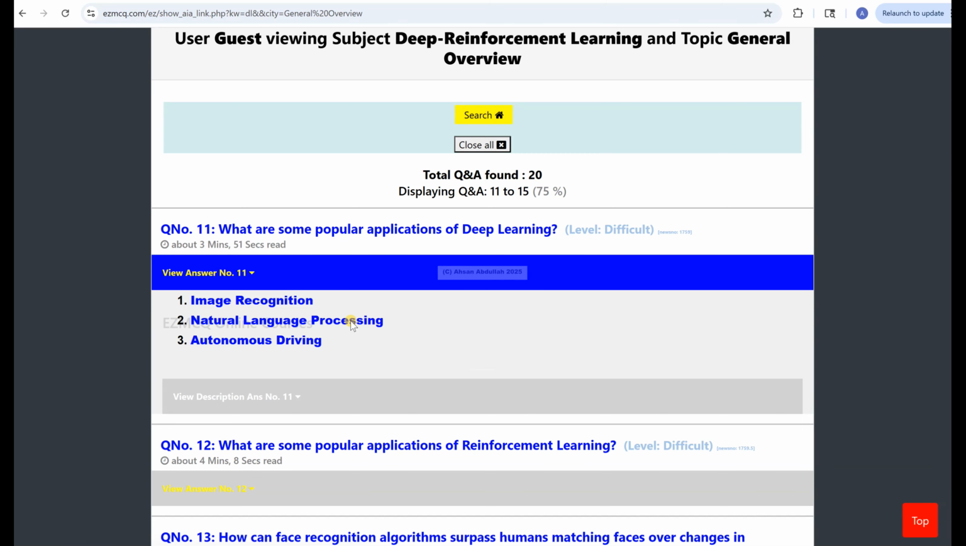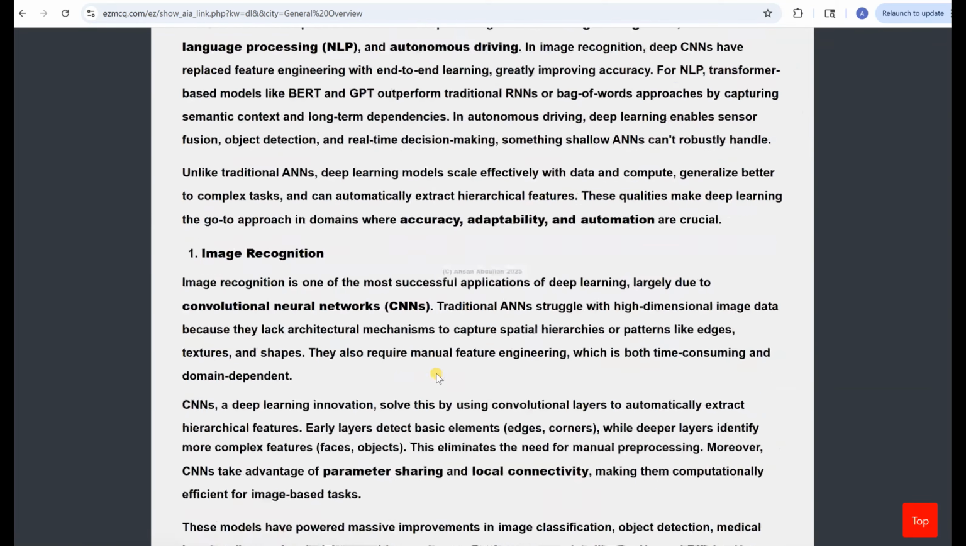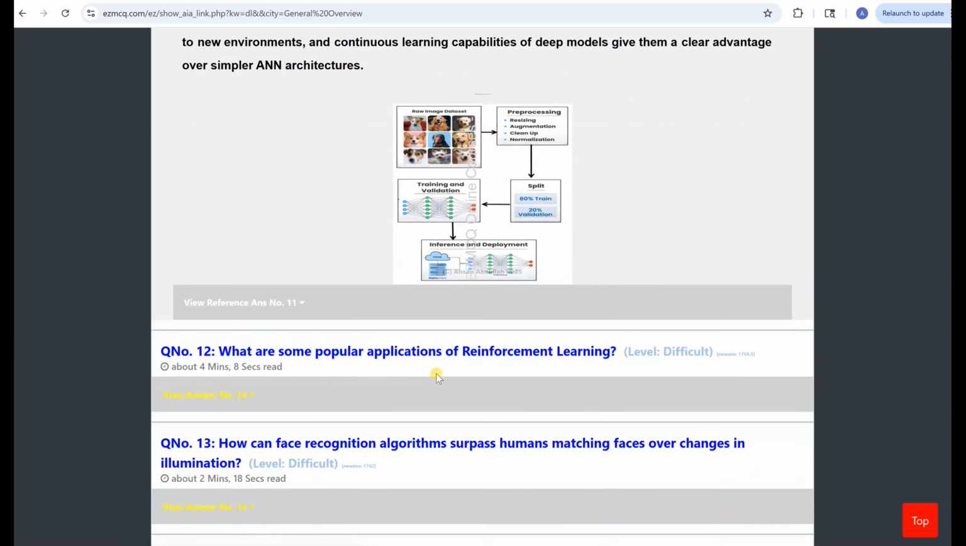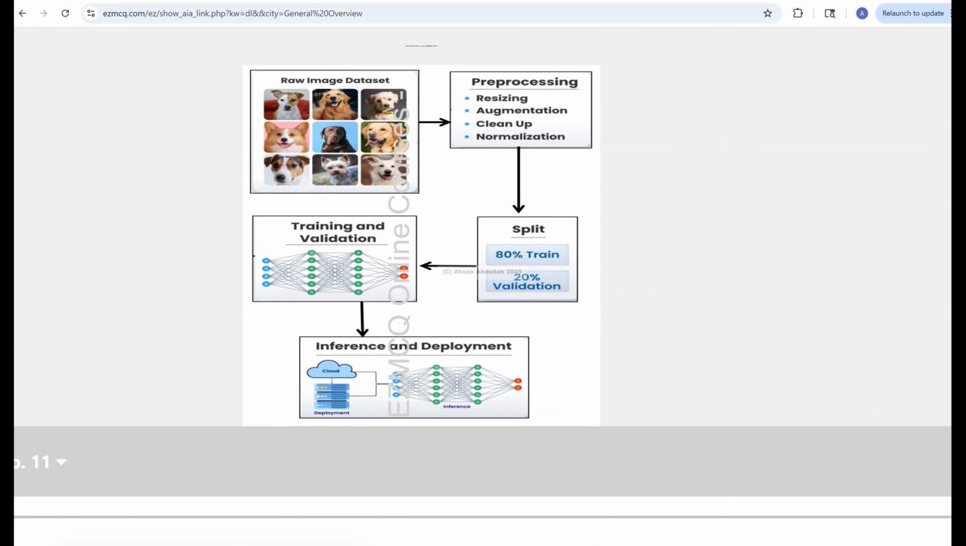So let's talk about image recognition. Of course, the details are given here. All the details are here. And there is the diagram which I was referring to. So let me enhance this diagram and magnify it. So image recognition, right?